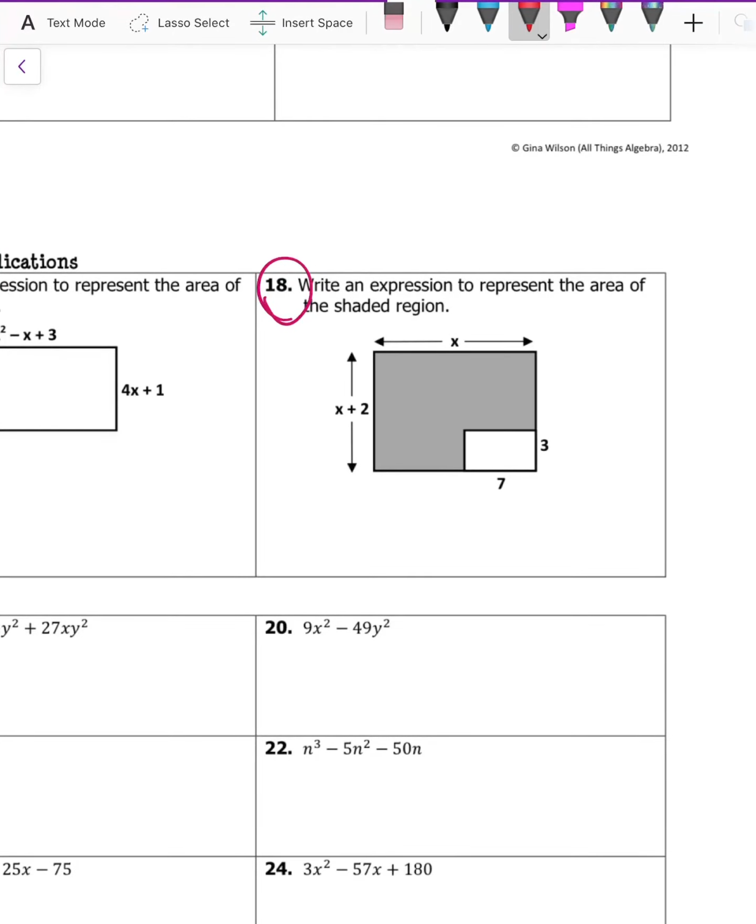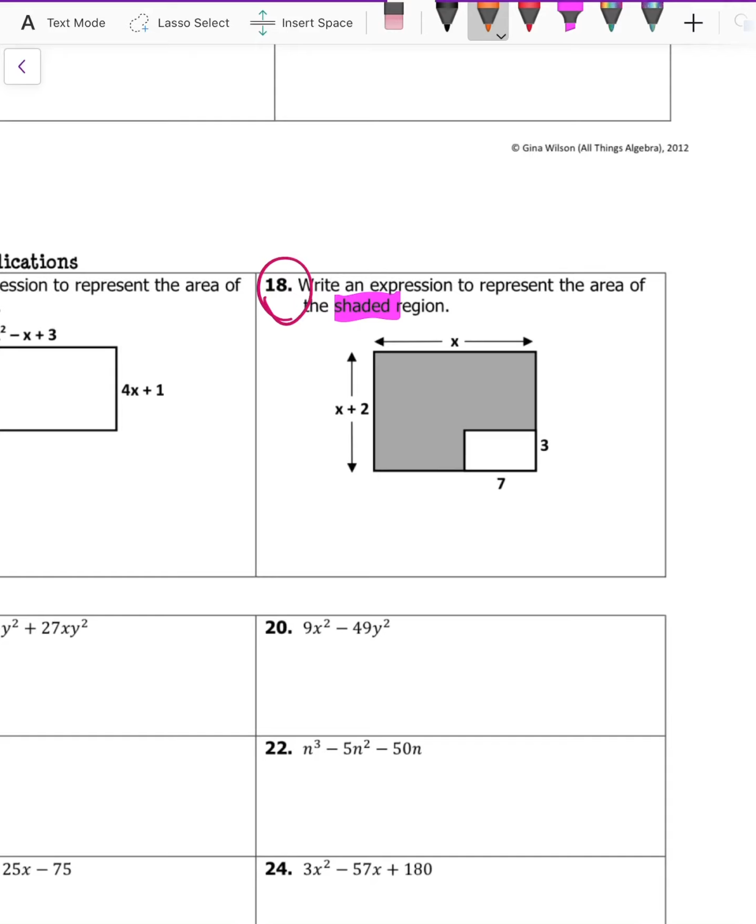So it says, write an expression to represent the area of the shaded region, okay? So they don't want to know the area of the whole square or the whole rectangle. They want to know just the shaded region, okay? So I'm going to have to find the area of both of those shapes in order to get the area of just one of them, okay?